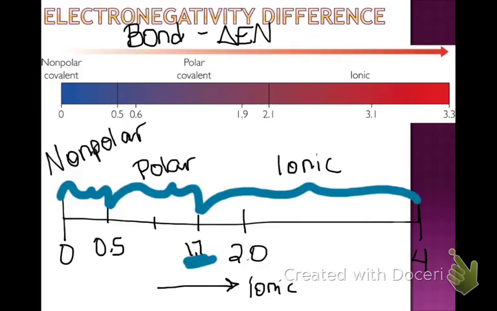So they'll ask you multiple choice questions. Which of the following is more ionic in character? Subtract the electronegativity values, and whichever one is the highest will be the most ionic in character. So you can still have a polar bond, but this side ends up being a little bit more ionic. This side ends up being a little bit more nonpolar.